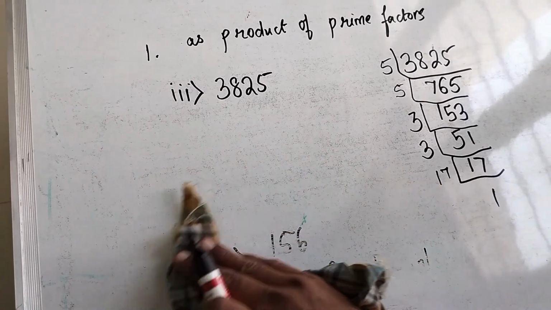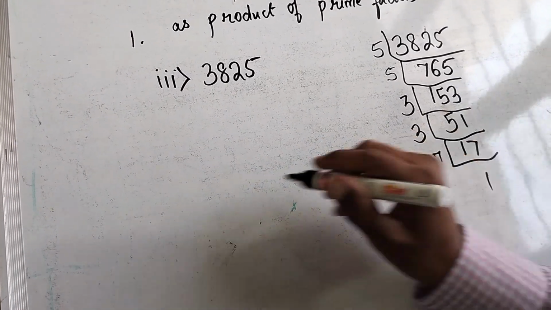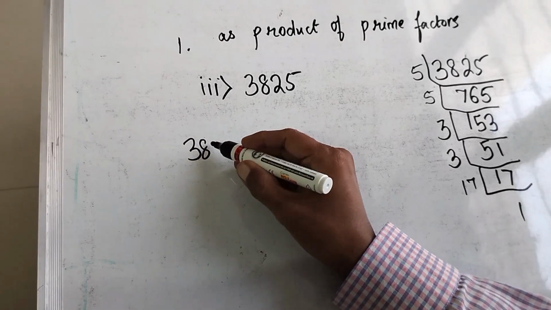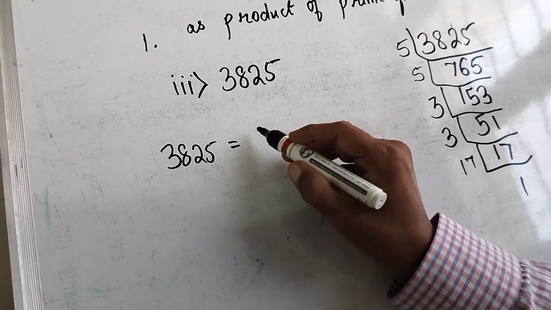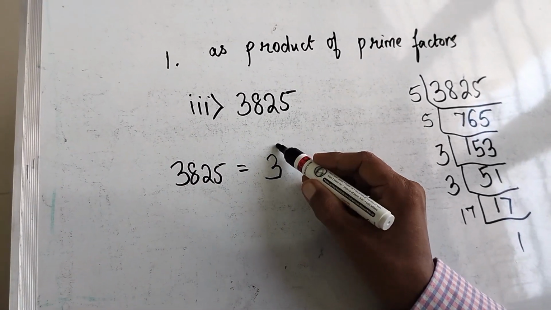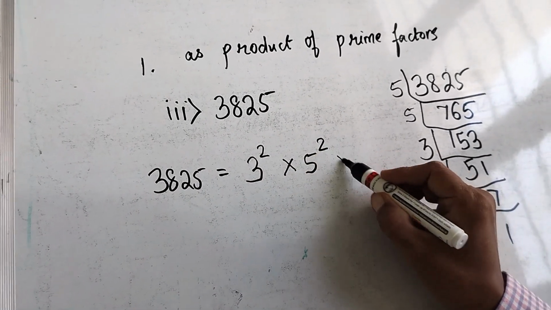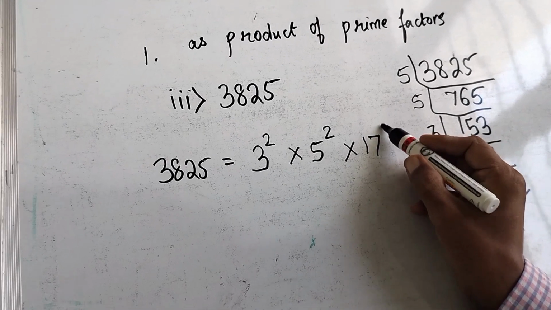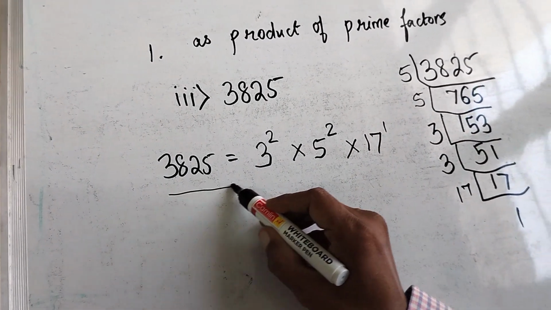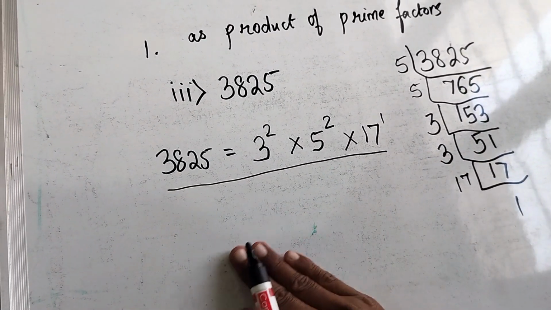So the factors we have got here for 3825, you will write as, first of all, 3 raised to 2, 5 raised to 2, and then 17 raised to 1. This is your answer for the question.